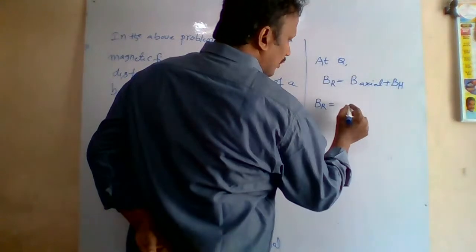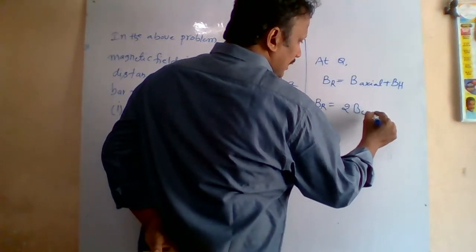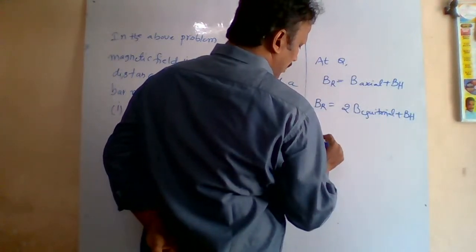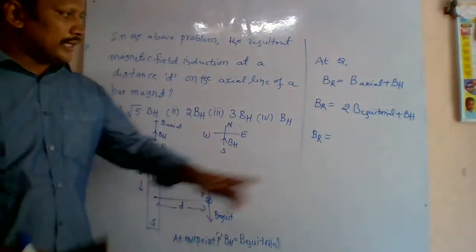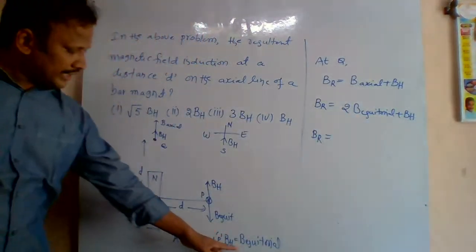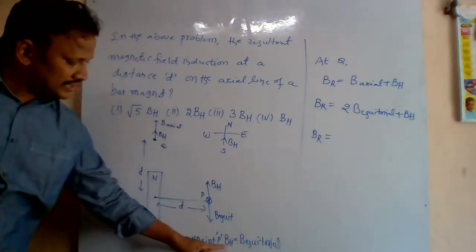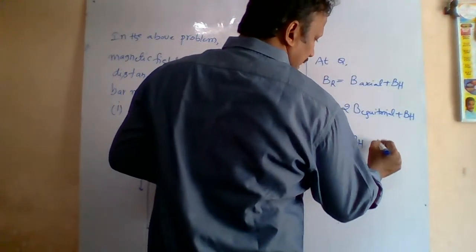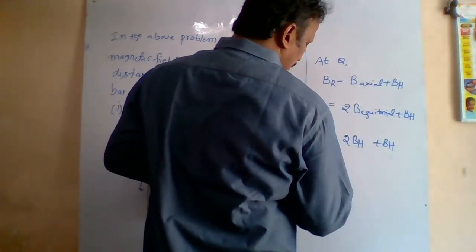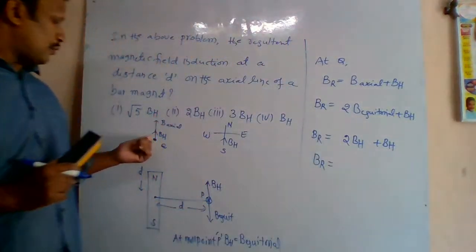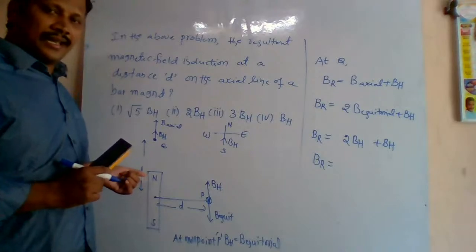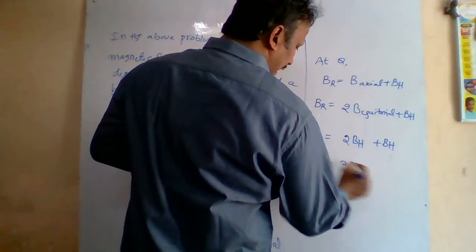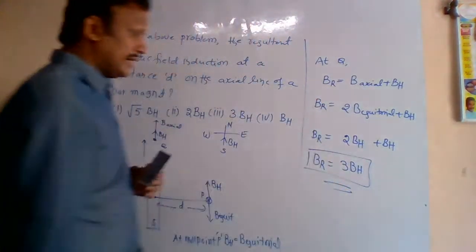Therefore, B axial is nothing but what here? 2 times B equatorial plus BH. Therefore, BR is equal to B equatorial... B equatorial is nothing but what again? From this equation, B equatorial is balanced by BH. Therefore, 2BH plus BH. Therefore, the resultant magnetic field induction at that point Q, which is placed on the axial line, located at a distance d, how much? Br is equal to 3BH. So, this is the resultant magnetic field induction.